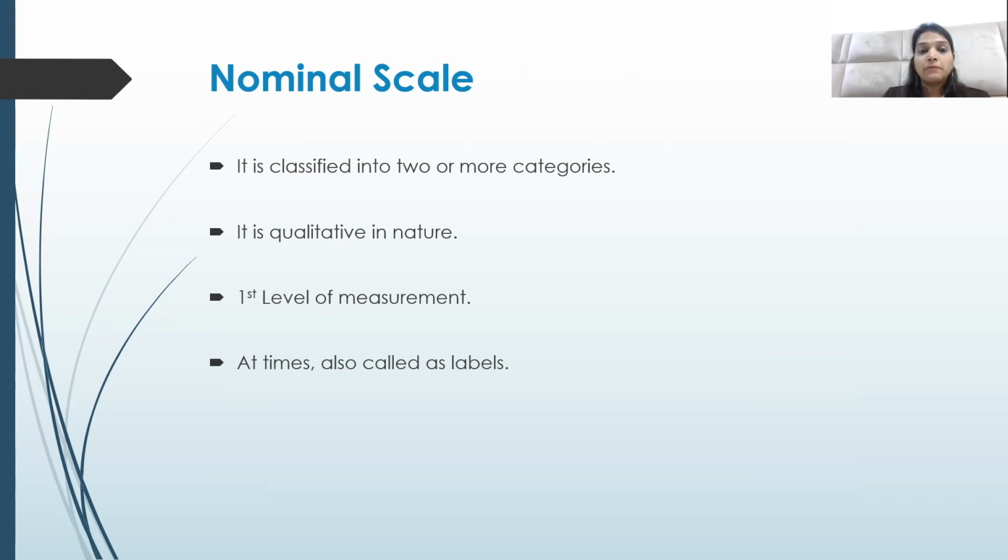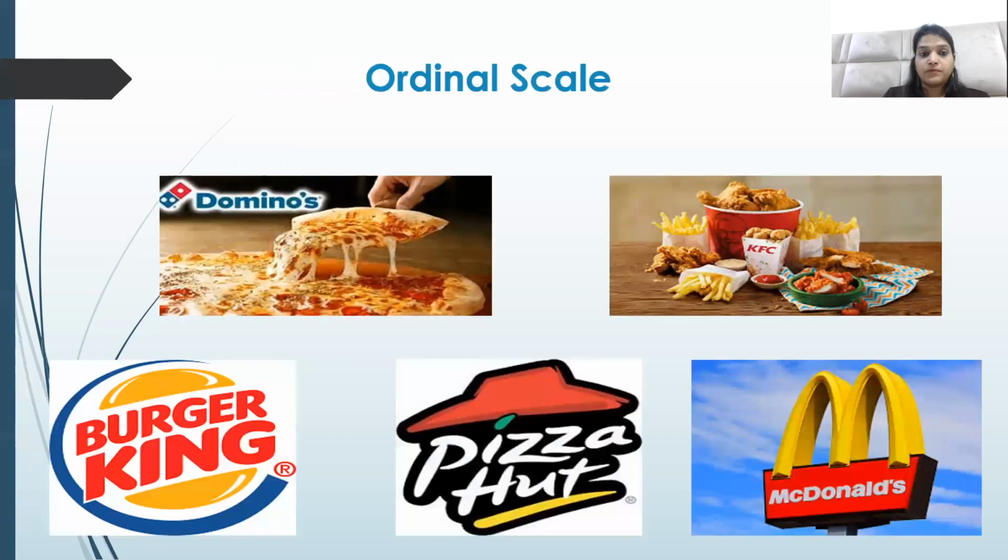When I am labeling, it is classified into two or more categories. It is qualitative in nature. I have simply labeled male or female. I have simply labeled yes or no. When I'm just doing the labeling part, I'm talking about the first level of measurement, which is nominal scale.